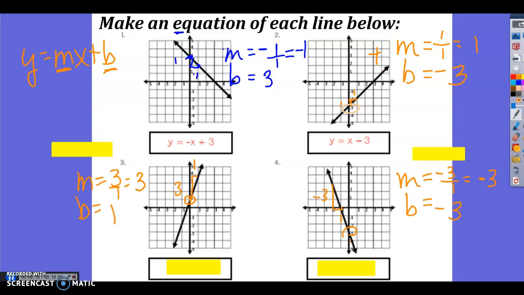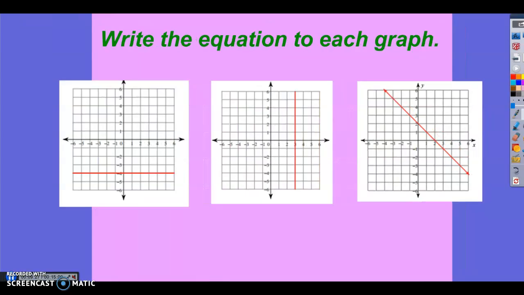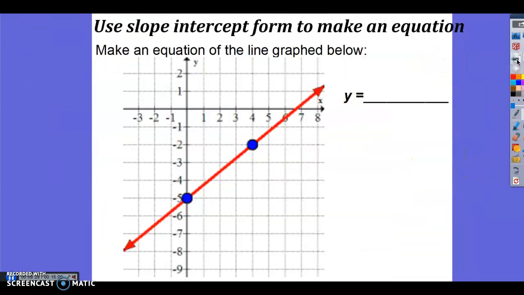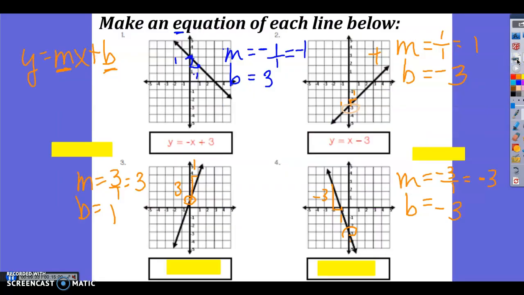All right, looking at examples 3 and 4. Number 3, you should have figured out that your slope is 3 over 1, which is just 3. Your y-intercept is at 1. So your final equation, I'm so sorry, I keep hitting the wrong button. Please excuse me for that. There we go. The final equation should be y equals 3x plus 1.